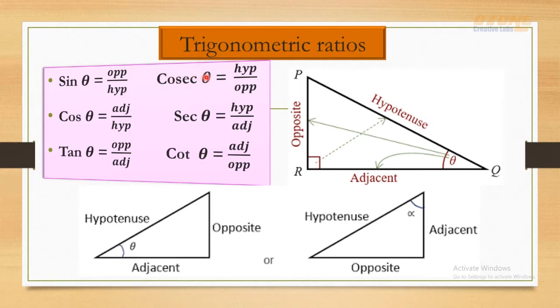So cosec theta equal to hypotenuse by opposite, sec theta is equal to hypotenuse by adjacent, cot theta is equal to adjacent by opposite.